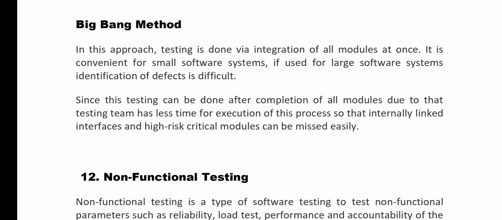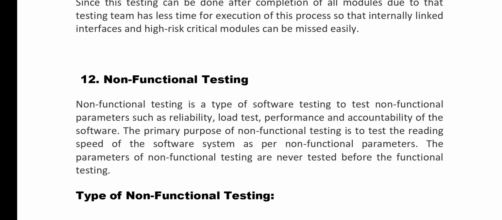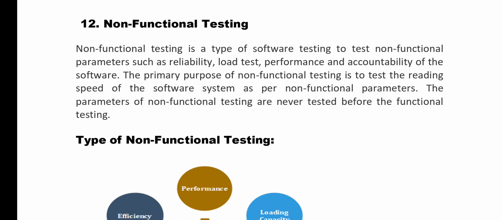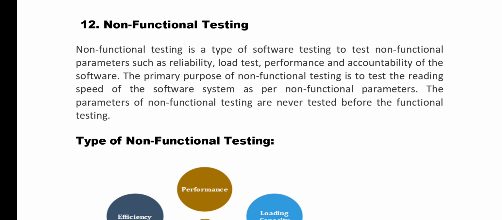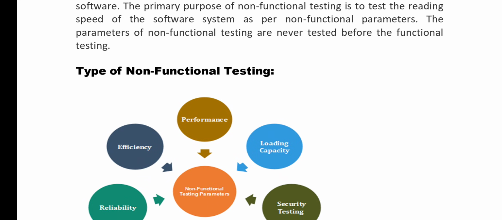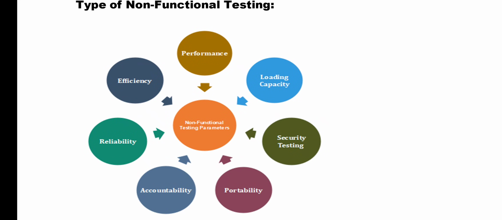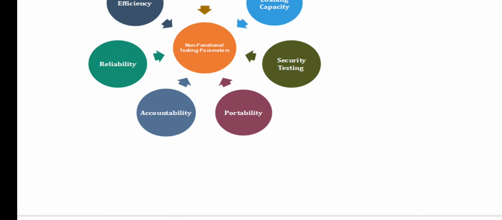And what exactly is the Big Bang method in functional testing? Okay, and then next comes the non-functional testing part. Again, here you can see performance against the non-functional testing parameters. We are testing the efficiency of the application, reliability, performance, loading capacity, security testing, portability and accountability.